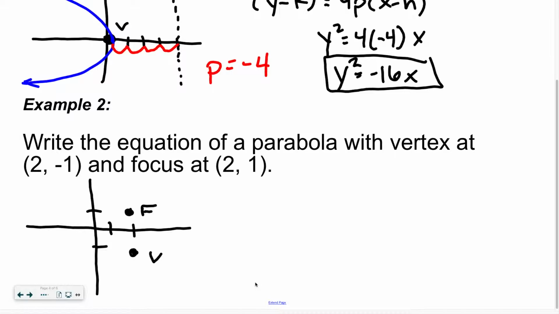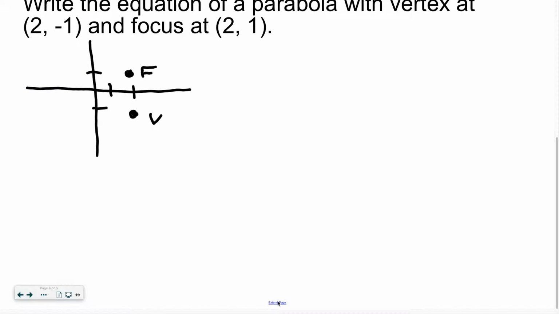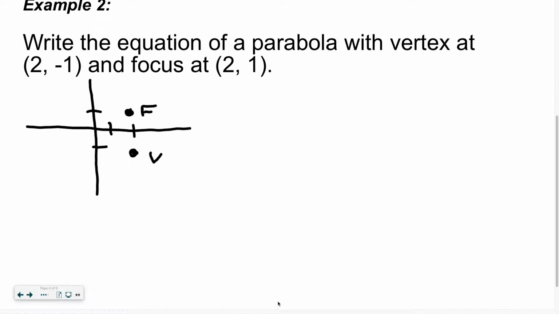When I give you these problems, you'll always have enough information to figure out the equation. Sometimes you have to be a little bit more creative or thoughtful about how you'll be able to find that. But just by plotting vertex and focus, that helps you decide which equation you want to use. What do we know about this parabola? It opens up, right? I always label vertex and focus so that I remember which one is actually on the parabola.